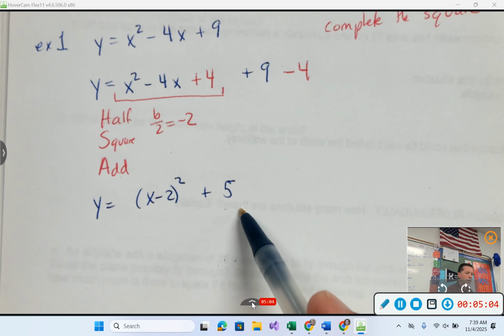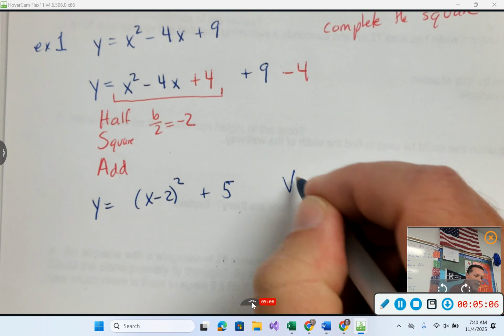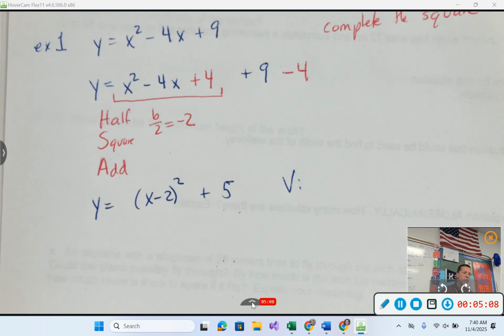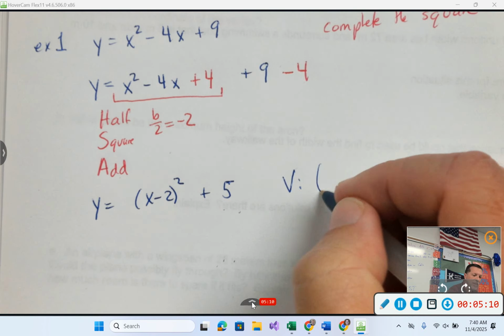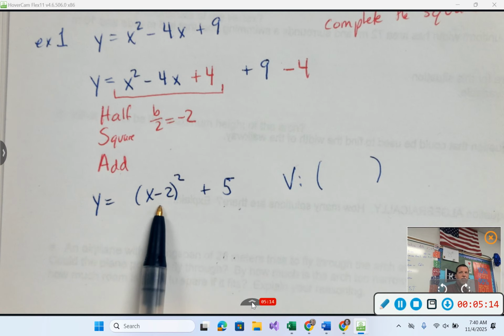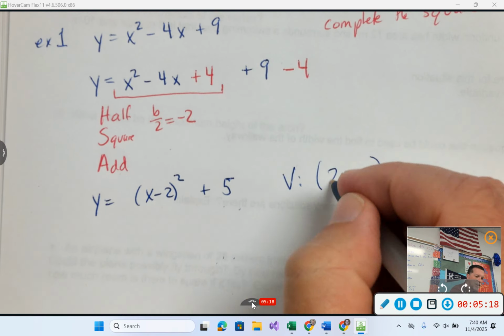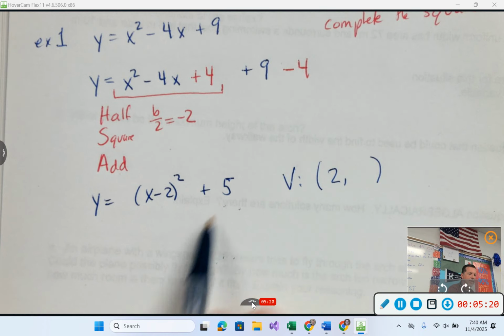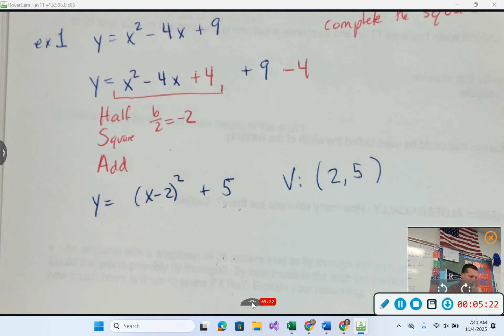And there we go. We're done. I say we're done. What's the vertex of that, just to make sure we remember how to find this? Is that left or right 2? Right. And up or down 5? Up. So it's complete the square.